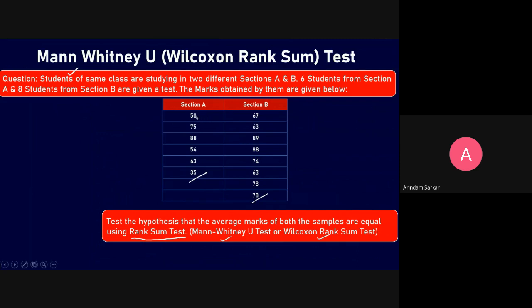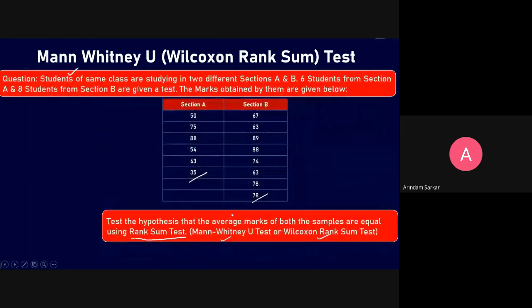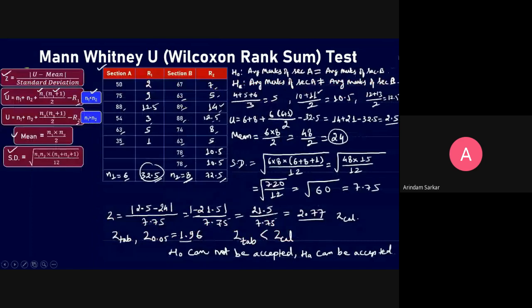So how many students are there? 1, 2, 3, 4, 5, 6. And here 1, 2, 3, 4, 5, 6, 7, 8. So 6 is less than 8. That means n1 is less than n2. So we need to use this U formula. If I perform the test here, then what will happen?